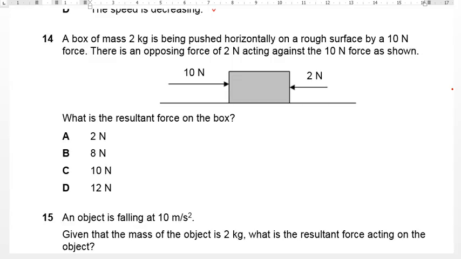What did you write as your answer? 8. Now that correct? Why it take so long? So 10 minus 2, you get 8.